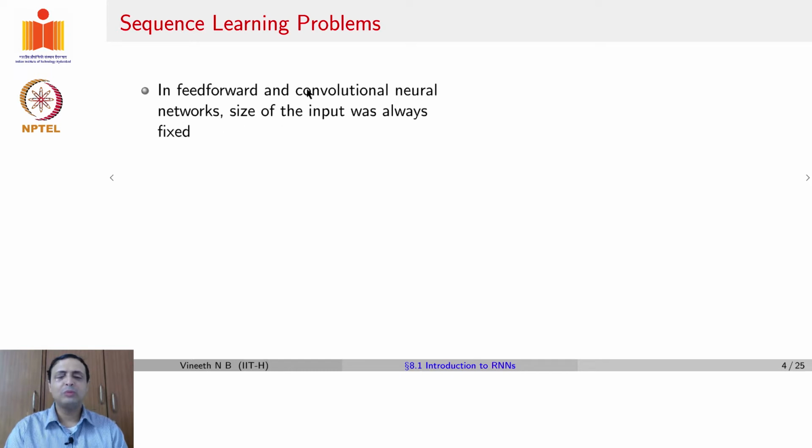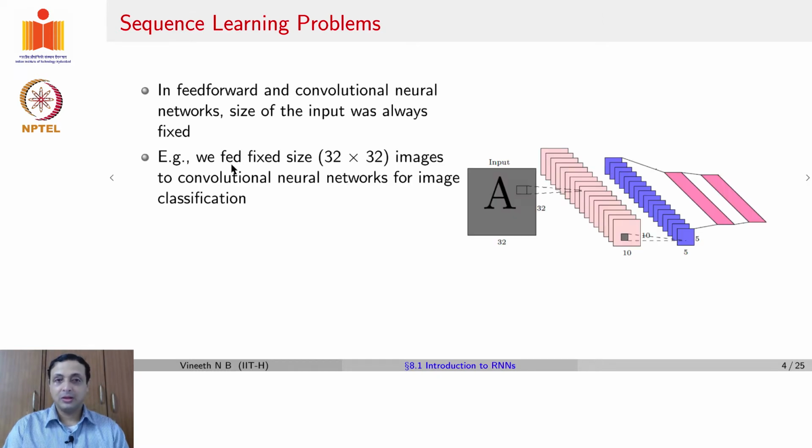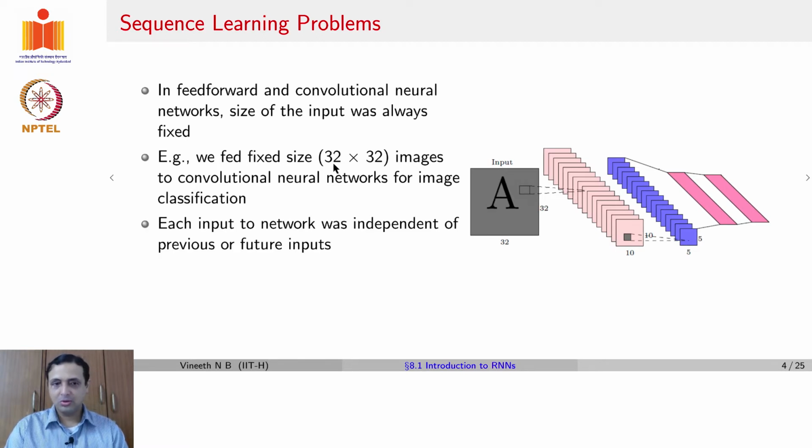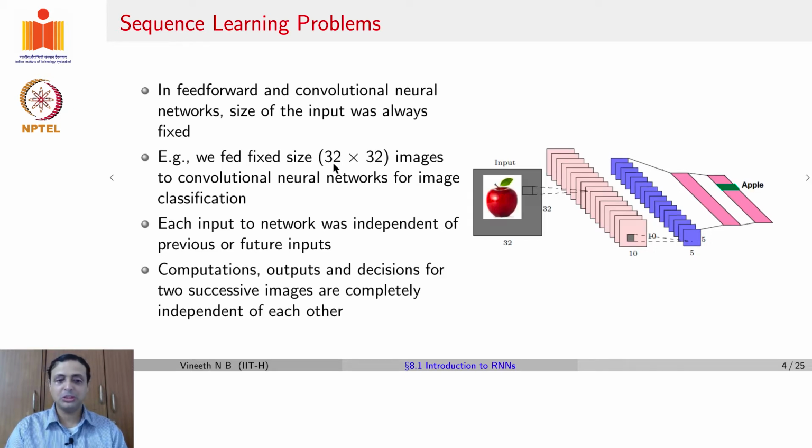So far, with both feed-forward and convolutional neural networks, the size of the input was always fixed. Given a CNN, you always fed, say, a 32 cross 32 image for image classification. Each input was also independent of the previous or future inputs, and the computations, outputs, and decisions for two successive images were completely independent of each other.